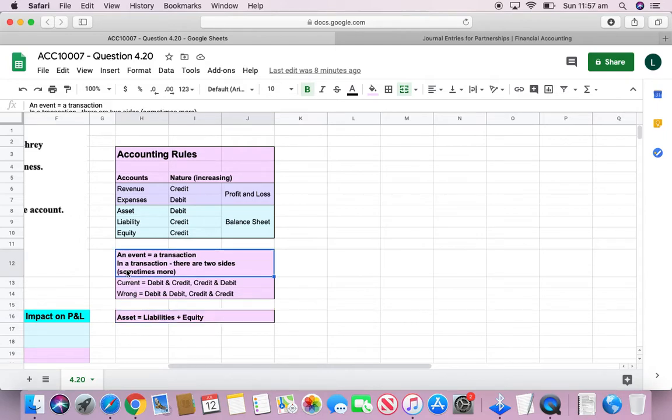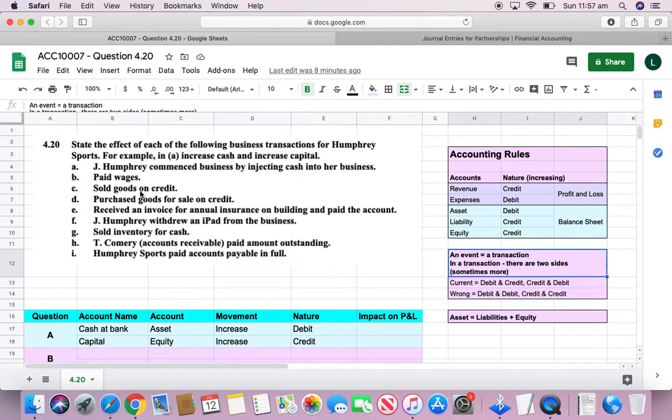Okay, lastly, I just wanted to go over this here. I've put in that an event equals a transaction. If we look at this example, all these events, A to I, equal 1 or 2 transactions within your accounts. In one transaction, there are 2 sides, 2 sides to the story. So you'll always have a debit and a credit in a transaction. You'll never have a debit and debit or a credit and a credit. It's really important to understand that to make sure that you're doing the correct entries.